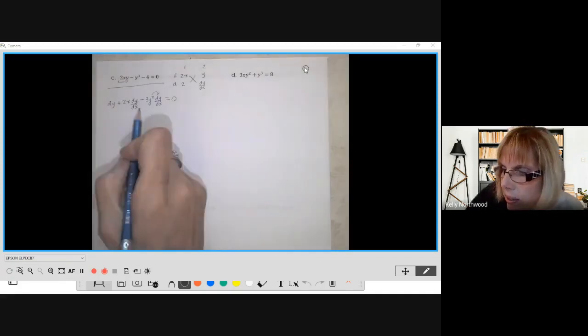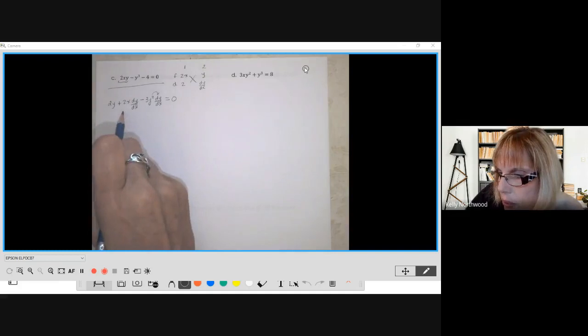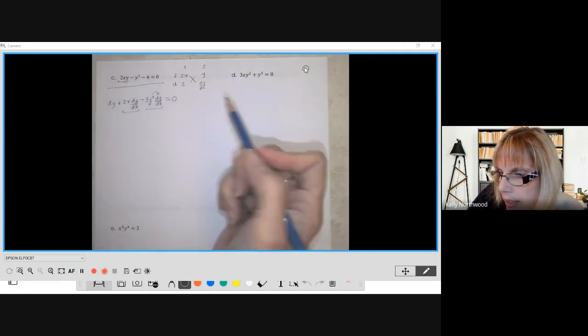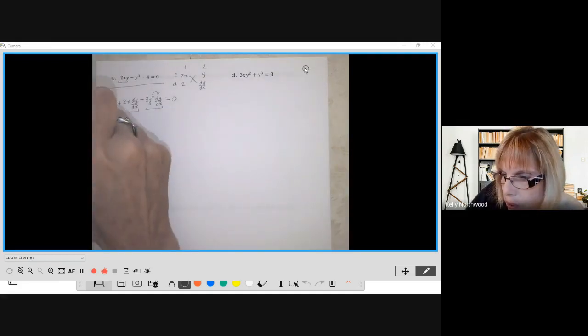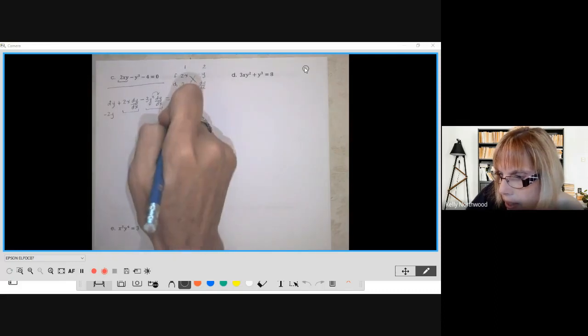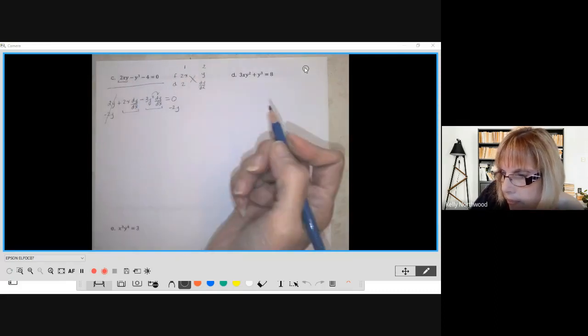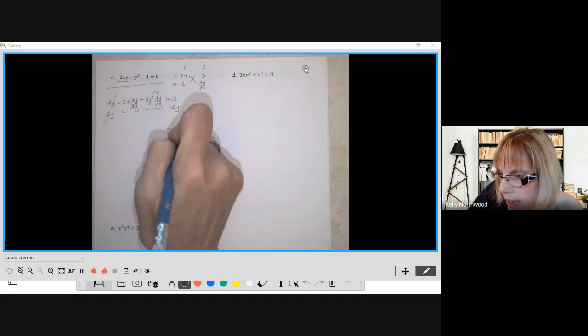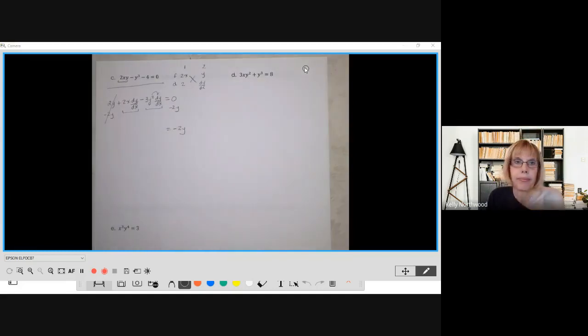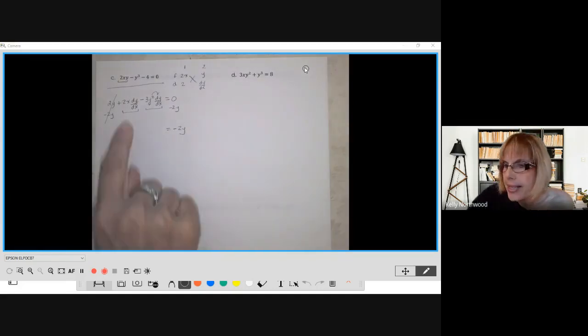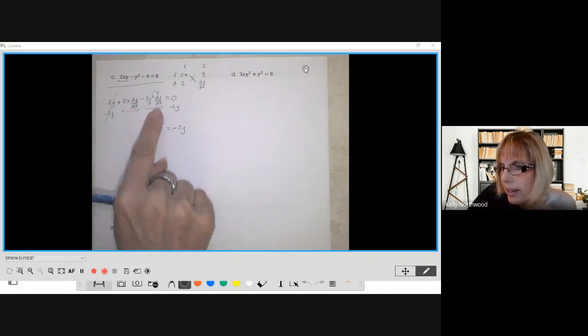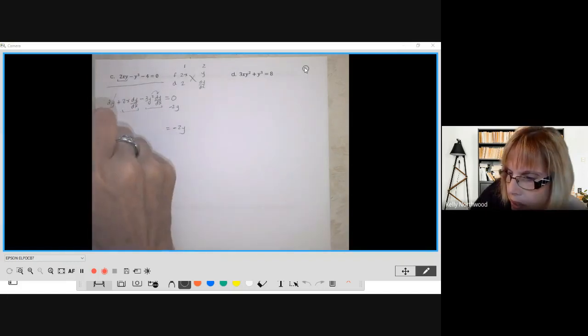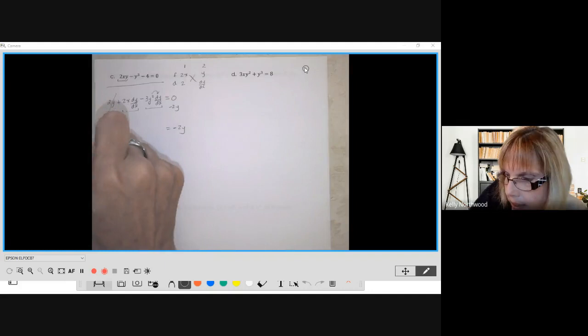So now we can see on the left side, we've got two terms that have dy by dx in them and one that doesn't. So we'll subtract that one over to the other side. So on this side, I'd have -2y. And I can see what I've got left here. I can common factor out dy by dx.